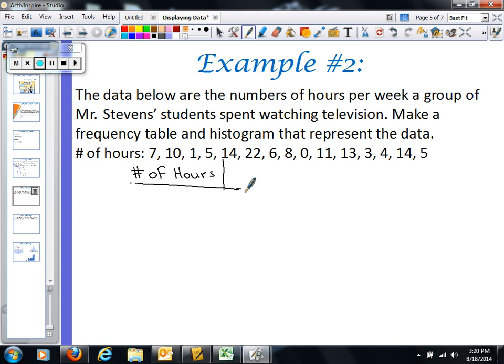Which means you have number of hours, and you have the frequency, or how many students.